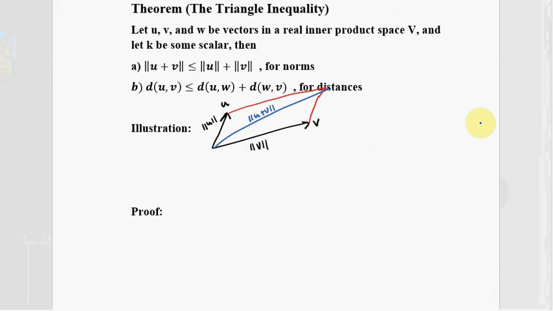So pulling that out and just looking at one of these triangles, we have this. This is the norm of v, the norm of u, and this is the norm of u plus v. Triangle inequality says that the sum of the sides u and v is going to be greater than this third side. That's the norm of u plus v.